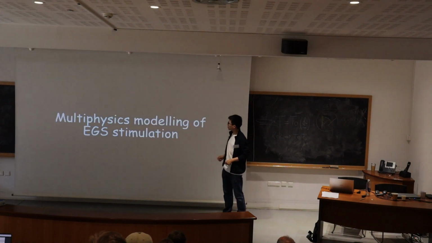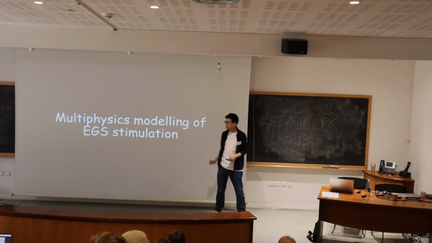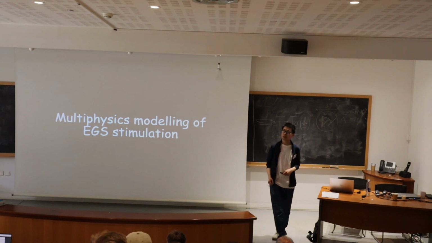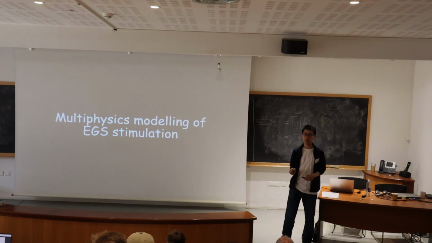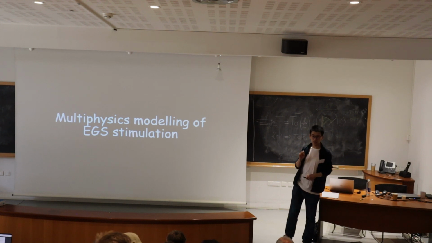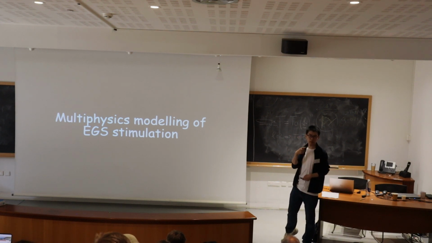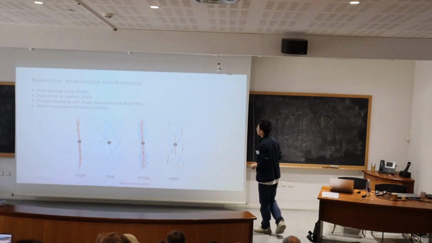The first example is related to EGS stimulation. The stimulation is that we try to inject high pressure fluid into the reservoir and stimulate the permeability to have an enhanced permeability.